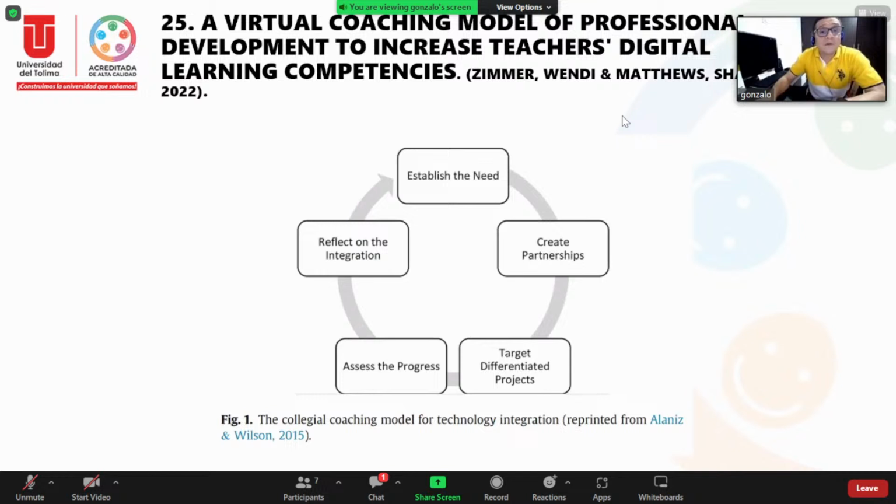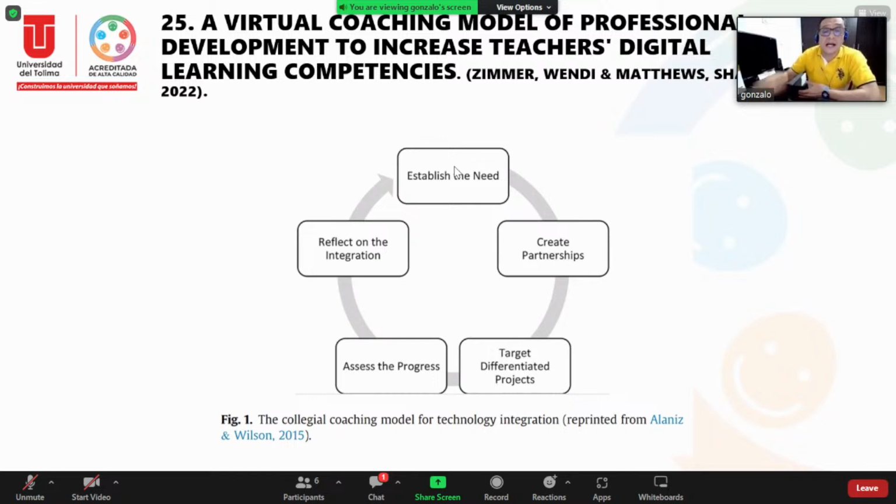The virtual coaching model for professional development to increase teachers' digital competence. I like this because I am also interested in my study, or the implementation of my proposal, affecting the digital competence of teachers. He says that we have to start by establishing the need, so maybe a needs analysis about the level of digital competence of the teachers that we're going to affect. Then we have to create partnerships, create some target projects, and assess the progress, because the learning is going to happen through these differentiated target projects. Assess the progress in digital competence, and reflect on the integration of technology, in this case to ELT or to the area of knowledge the teacher is an expert in. And then we go back to establish the need and so on.